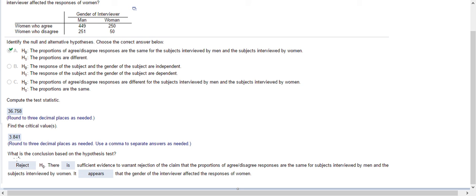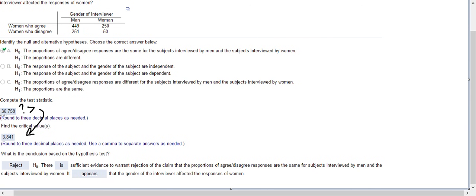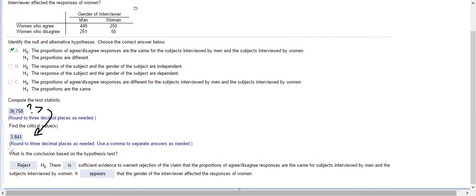In this case, we reject the null hypothesis because there is sufficient evidence to warrant rejection of the claim, and it does appear that the gender of the interviewer affected the responses of women. For a chi-squared test, you check to see if the test statistic is greater than this number down here, and it's far and away greater. It only needed to be 3.8, and it was 36.7, so it's very clear evidence that, as we spoke, for some reason twice as many women said yes compared to 5 times as many when it was a woman asking.